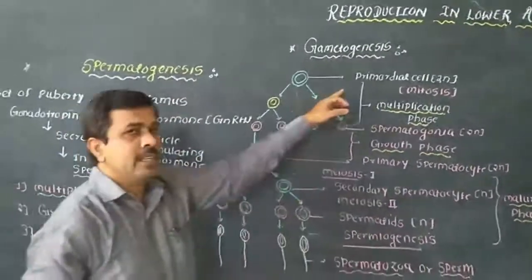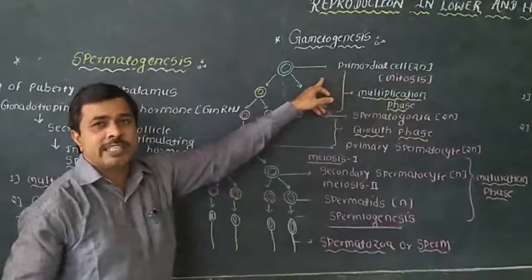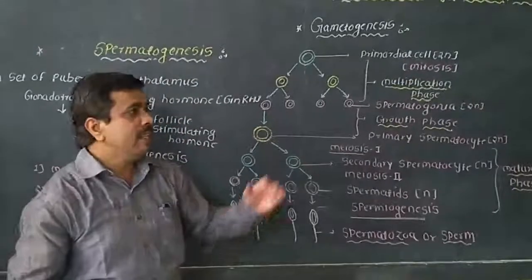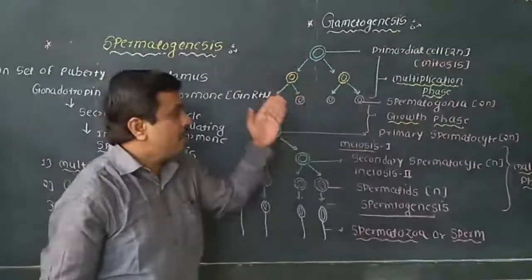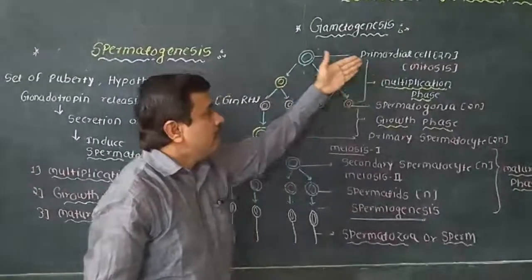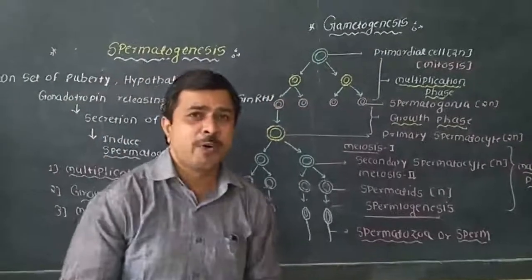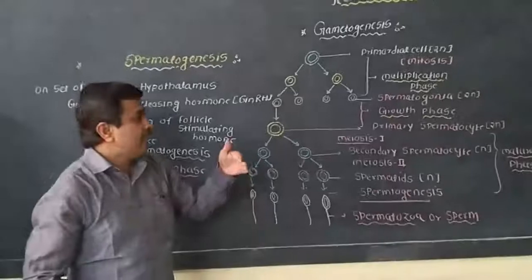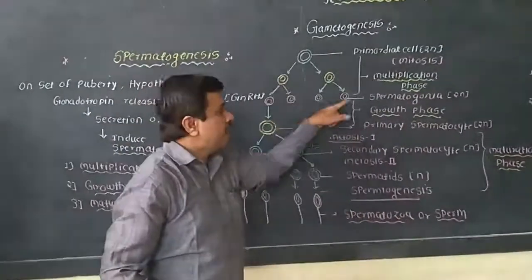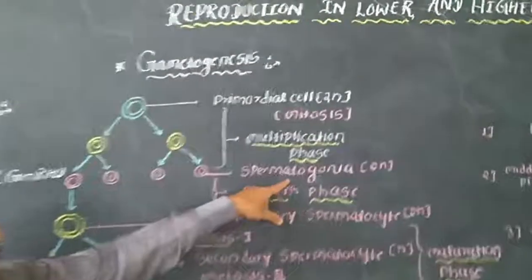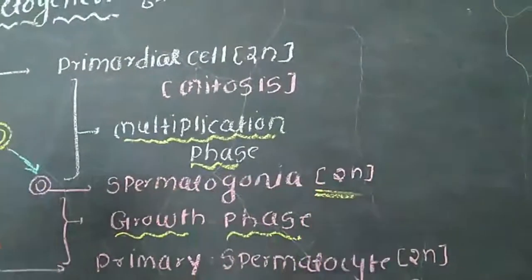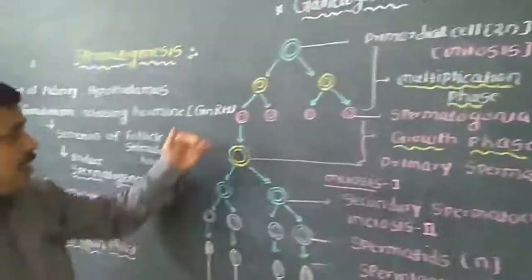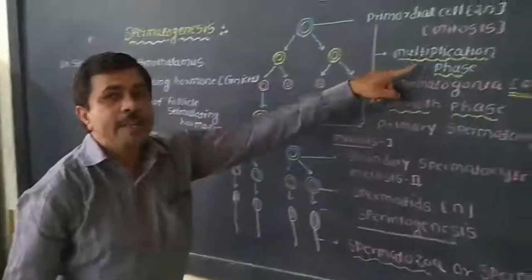In the first stage, we have the primordial cells. Which cells are these? These are the epithelial cells present internally in the seminiferous tubules. These cells undergo mitosis to form a number of cells, billions of cells are produced in this process. These primordial cells are diploid. The newly formed cells are known as spermatogonia. These spermatogonia are also diploid, and each cell contains 46 chromosomes. Here the first stage is complete. This stage is known as the multiplication phase.